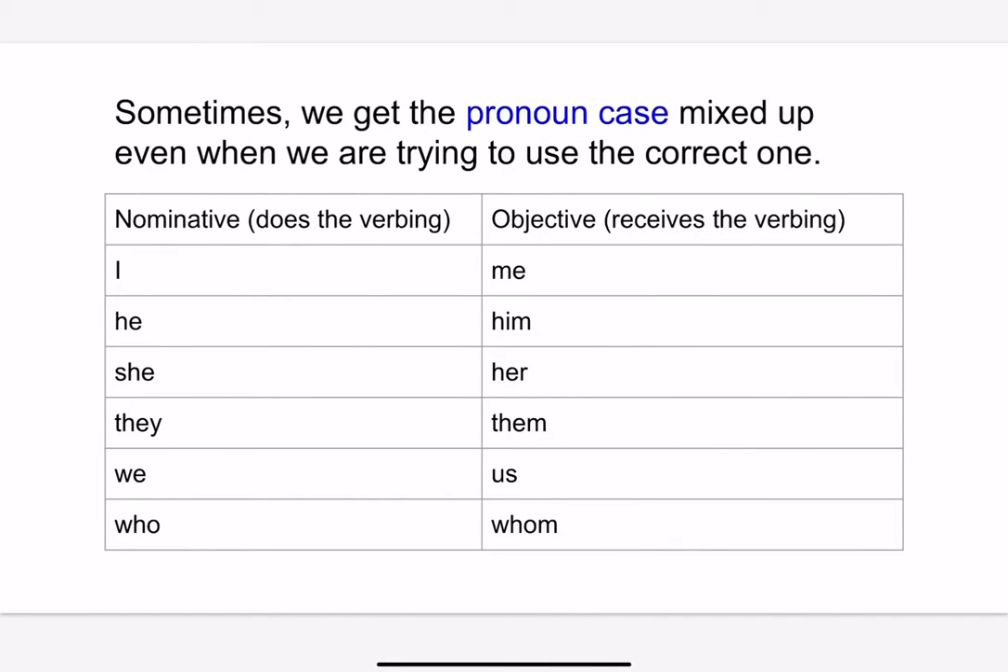The tough part is we get pronouns mixed up. We don't know which ones to use. Even when we're trying to be polite and grammatically correct and say it in the correct way, we often will choose the wrong one. So the nominative case pronouns doing the verbing are I, he, she, they, we, and who. The objective case pronouns are me, him, her, them, us, and whom. I'm grouping who with the nominative case and whom with the objective case, so you'll see later on it becomes a special case for pronouns, even though those aren't exactly replacing a person.